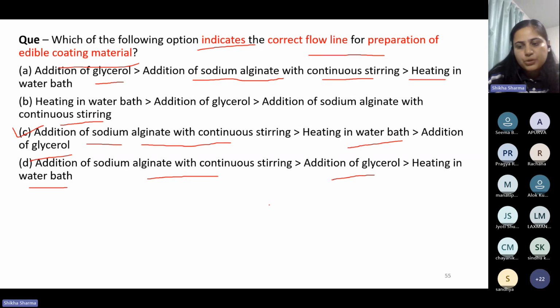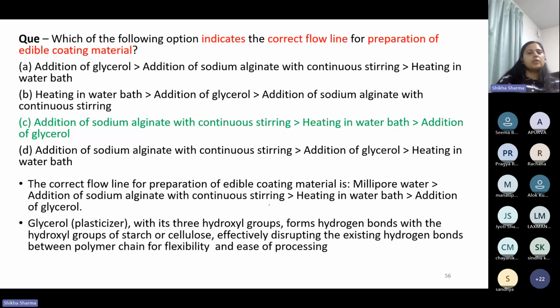So let's see the solution, which is option C. You are correct. So the correct flow line for the preparation of edible coating material is, first we take millipore water as a solvent. First we take any solvent, and for biopolymers, mostly they are water soluble. So we take millipore water and then we add the biopolymer, which is sodium alginate, with continuous stirring.